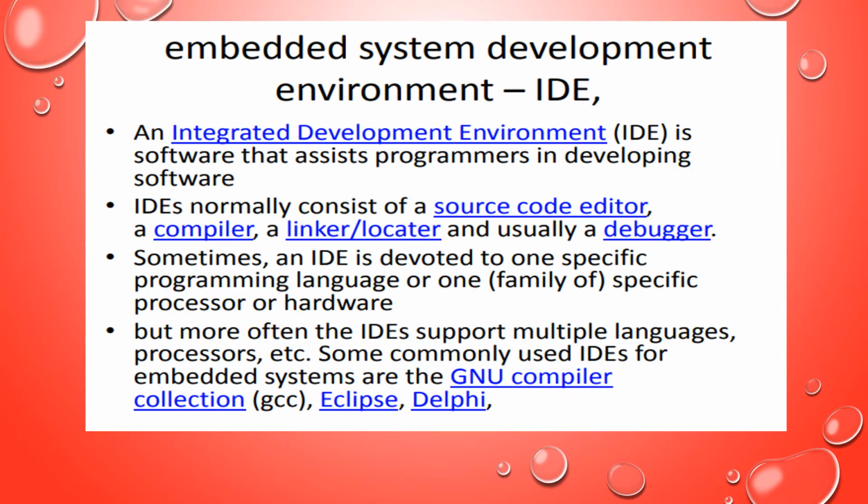Now, in general, the integrated development environment is software that assists programmers in developing software. IDEs normally consist of a source code editor, compiler, linker or locator, and usually a debugger. Sometimes an IDE is devoted to one specific programming language or maybe a family of specific processors or hardware. But more often, the IDEs support multiple languages and processors, and some commonly used IDEs for embedded systems are GNU Compiler Collection (GCC) or Eclipse or Delphi. A number of others are also there.